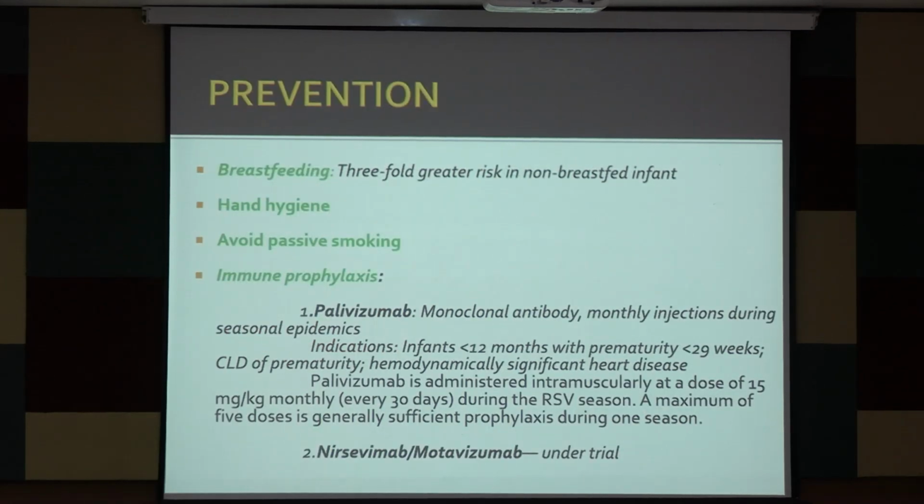How can we prevent bronchiolitis? First and foremost is breastfeeding. Breastfeeding offers very good protection against bronchiolitis, because the secretory IgA present in breast milk gives the baby good immunity against bronchiolitis in future. Hand hygiene is another most important thing, because the disease spreads from one child to another due to poor hand hygiene. We can also prevent the disease by avoiding passive smoking, and by immune prophylaxis.